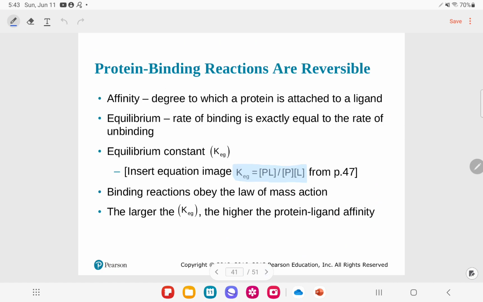Okay, so protein binding reactions are reversible. Affinity is the degree to which a protein is attached to a ligand. How much does this protein want to bind to that ligand? That's its affinity for binding. And equilibrium is when the rate of binding is exactly equal to the rate of unbinding. So we have ligands binding to a protein, and we have ligands unbinding from this protein in a solution. That's going to be equilibrium, okay?